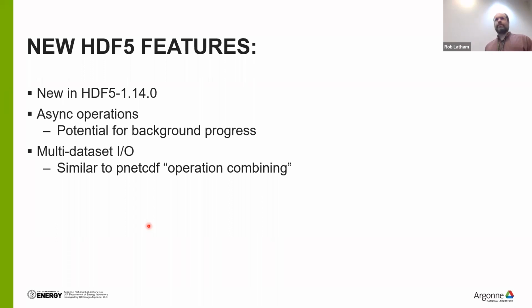And then there's also the multi-dataset IO, which looks a lot like Parallel-NetCDF's operation combining optimization, where you would set up a bunch of different operations and then decouple the execution of the operations from the description of those operations. So you post 10 dataset writes and then wait for completion and then see what happens there. I think those two features, if the application is suited for those optimizations, might be pretty good for seeing performance gains.